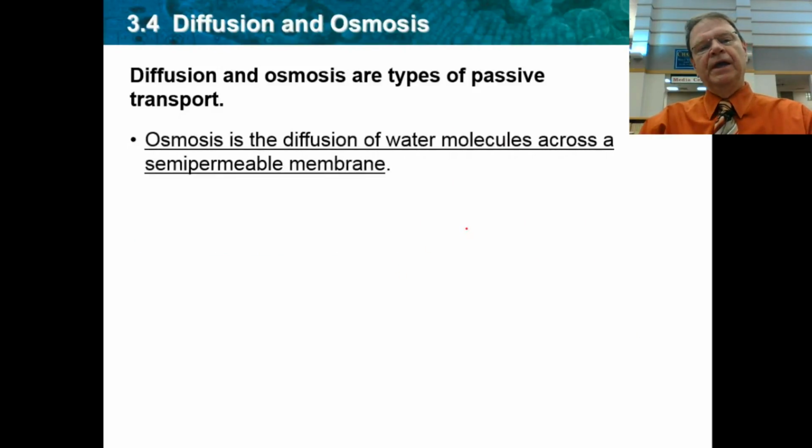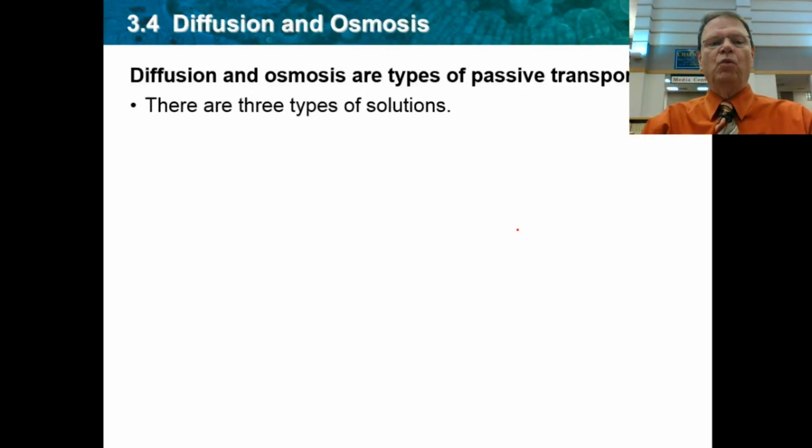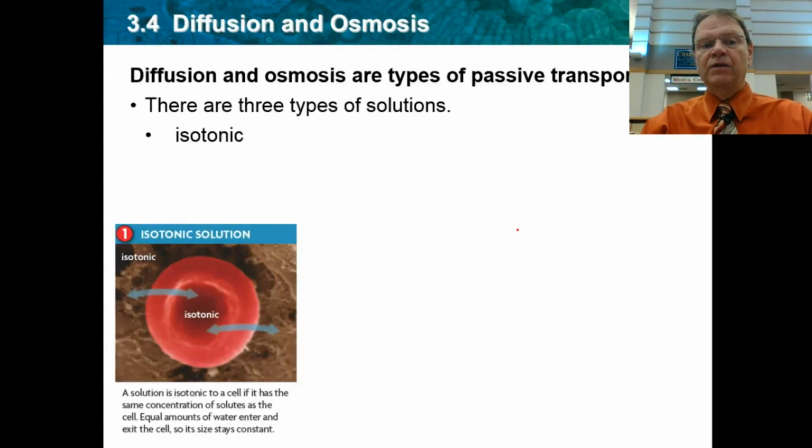All right? Now, when we focus on water, that has its own name, but basically it works on the same principle. Materials move from a high concentration to a low concentration. And osmosis here is going to refer specifically to the diffusion of water. And when we refer to that, there's basically three types of solutions when we compare them with the concentration of materials in the cell.